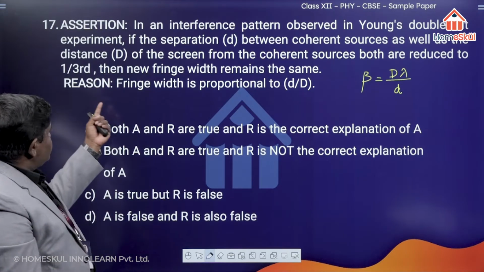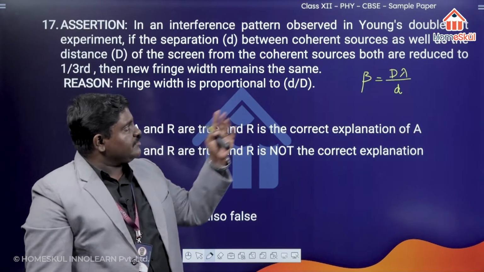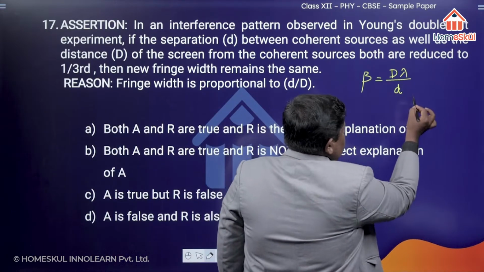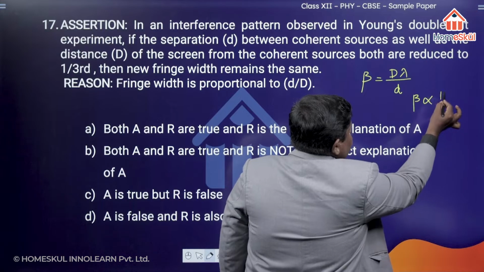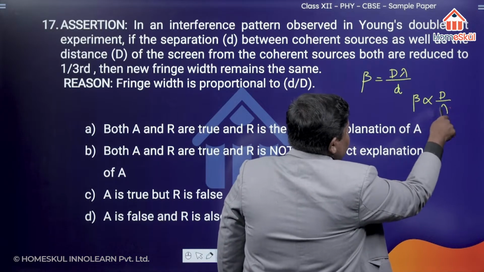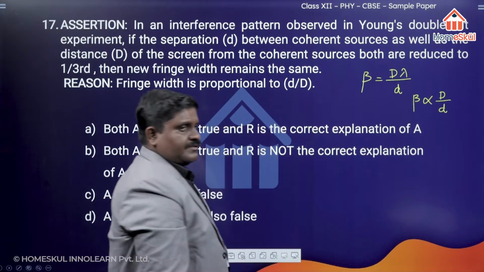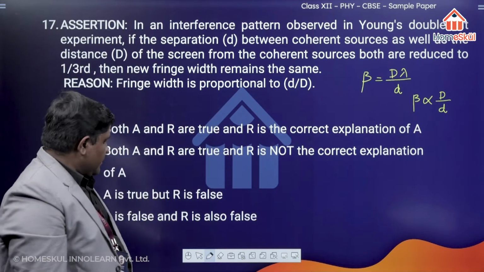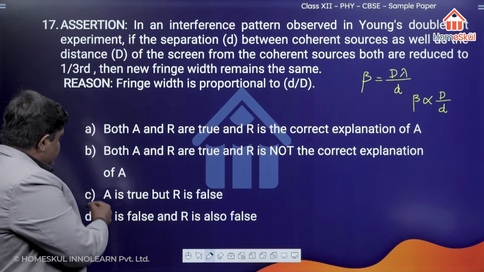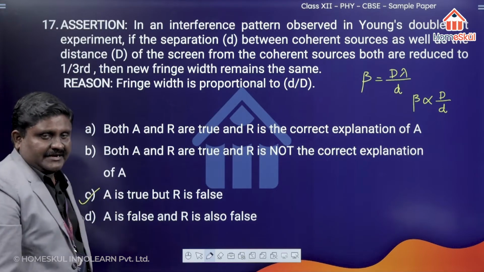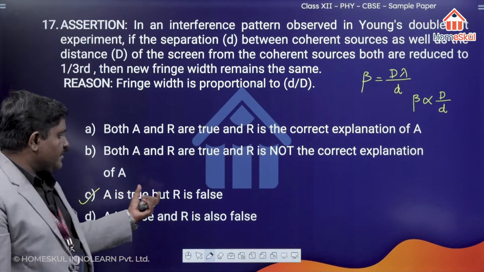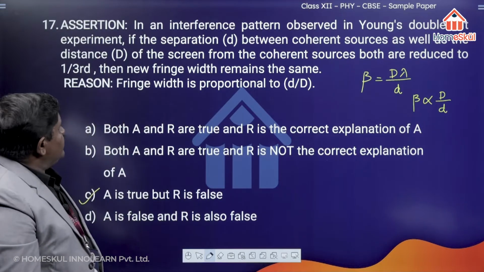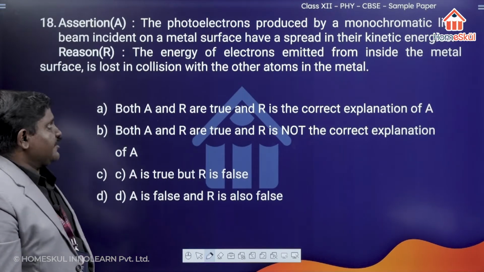Then reason: fringe width is proportional to small d by capital D. See, from this equation we have to write beta is proportional to capital D by small d, isn't it? So this reason is wrong. So again option C is the correct answer, that is A is true but R is false. Clear? Okay, now the 18th question.